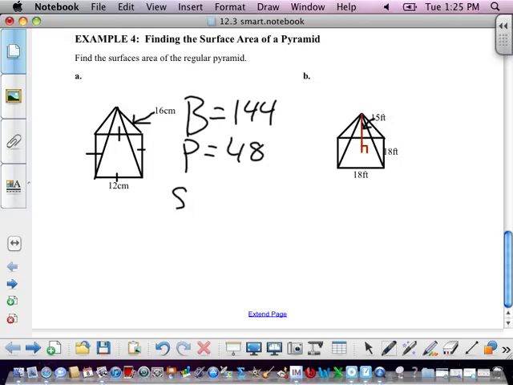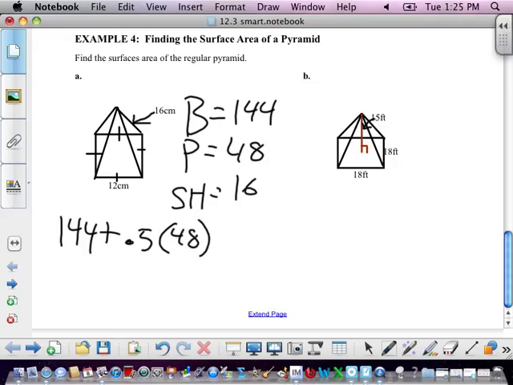Okay, do we already know what the slant height is? Yeah, it's 16. Okay, so this one's easier. It has that line, so we know it's slanted. Okay, so we take the area of the base, 144, plus 0.5 times p, the perimeter, which is 48, times 16. Okay, so we stick this in our calculator. 144 plus 0.5 times 48 times 16, and we're done. We get 528 centimeters squared.